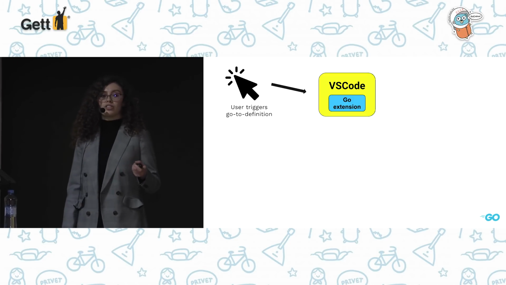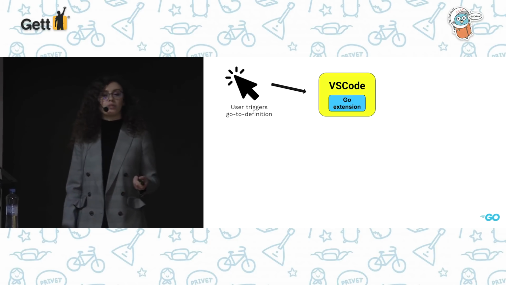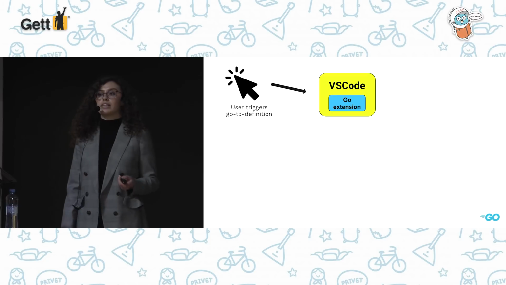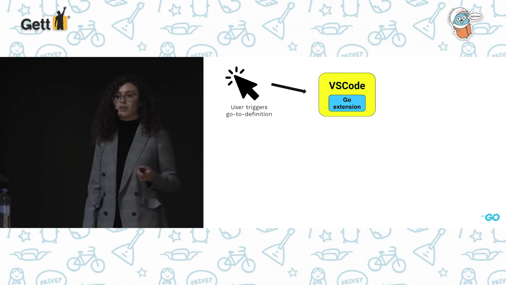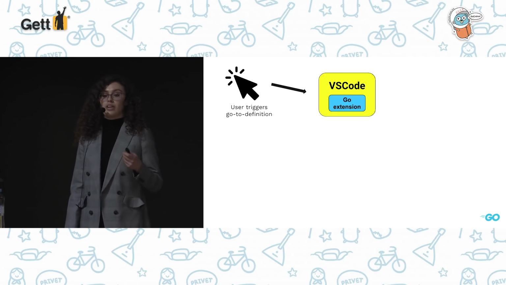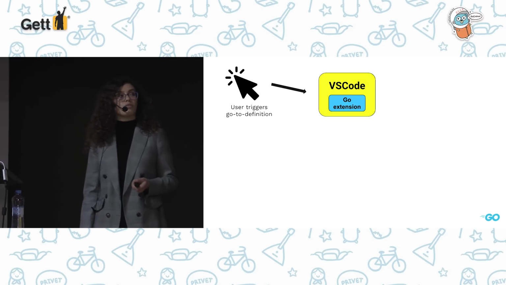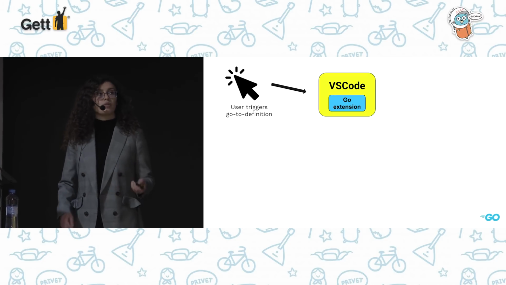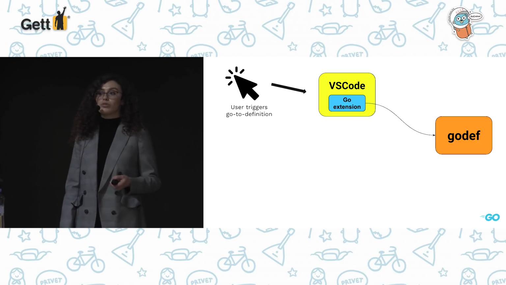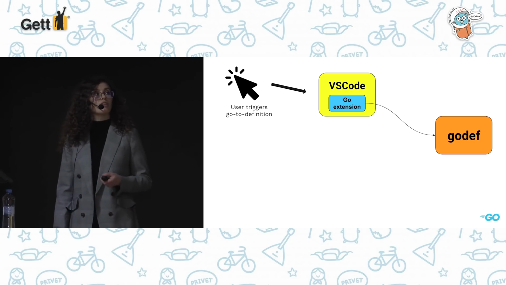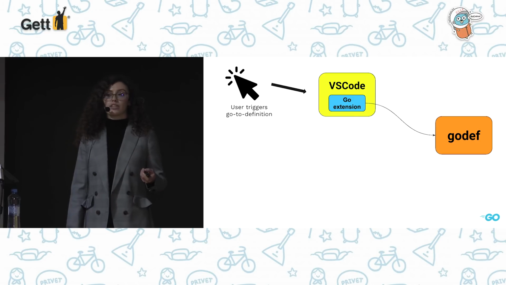But the Go extension itself doesn't contain the logic to figure out the definition of my variable. VS Code extensions are written in TypeScript, and I don't have to tell you that it's not fun to analyze Go code using TypeScript. So instead, what the extension does is it calls out to a command line tool called godef. And godef is written in Go, and the Go standard library has a lot of great APIs for writing Go tools and for analyzing Go code.